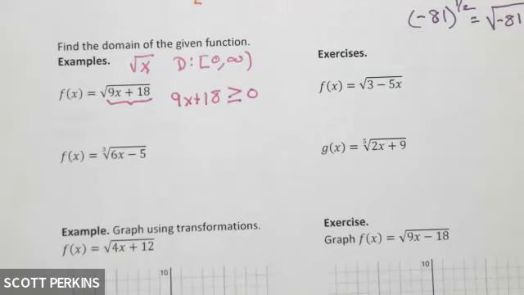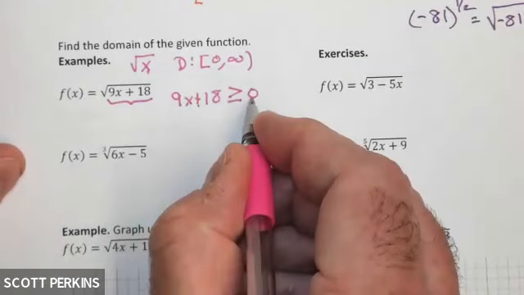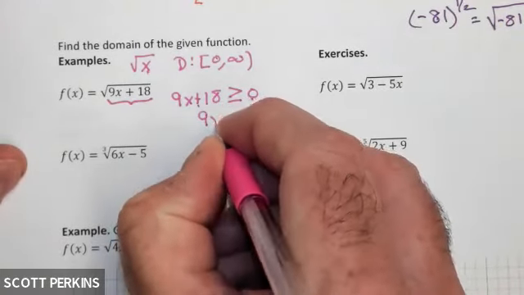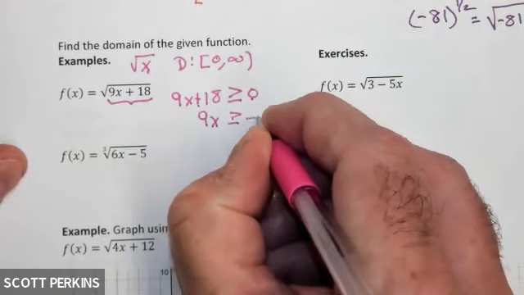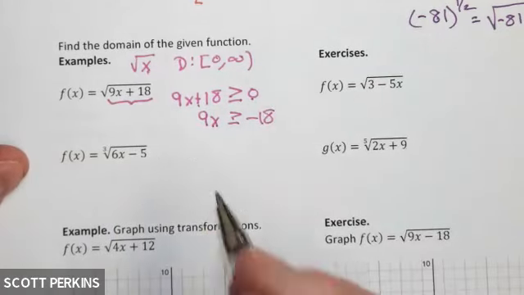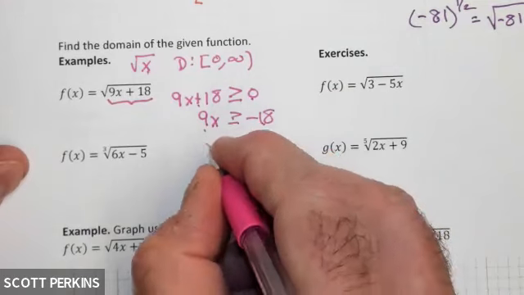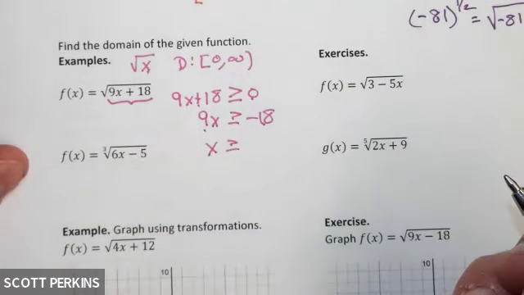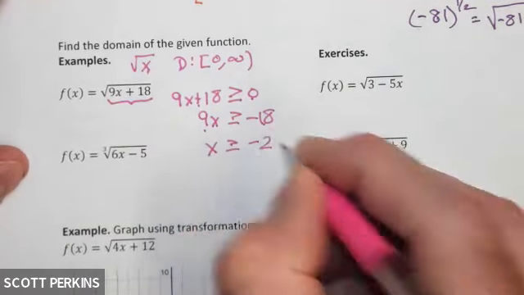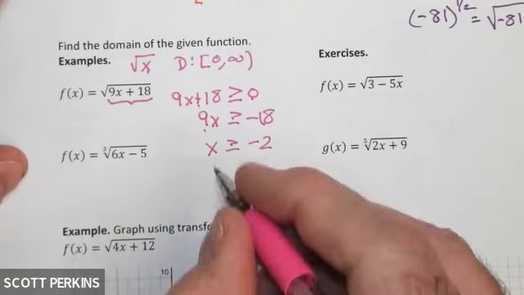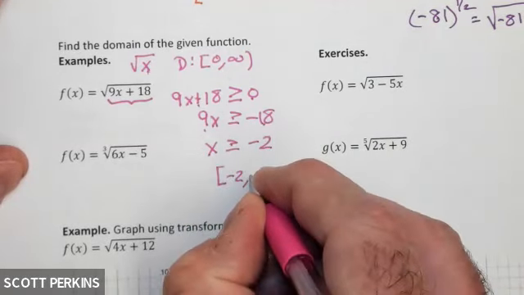As far as functions, as far as graphing, I can't take the square root of a negative number. So I'm not worried about complex numbers here or anything like that. So now it's just a matter of solving this. I'm going to subtract the 18 from both sides, and I get that 9x is greater than or equal to negative 18. Then I'm going to divide both sides by 9, and x has to be greater than or equal to negative 2, which I'll now write as an interval. So negative 2 to infinity.